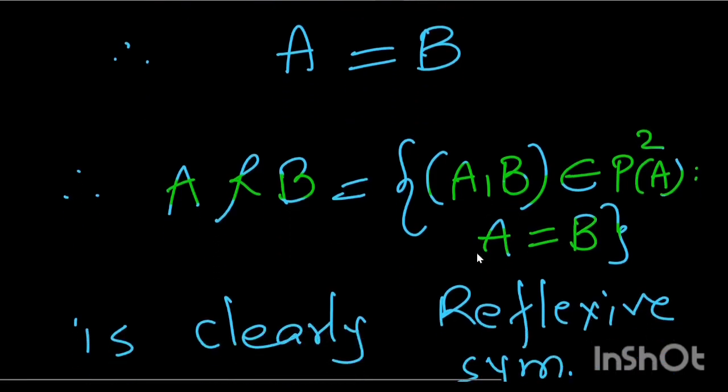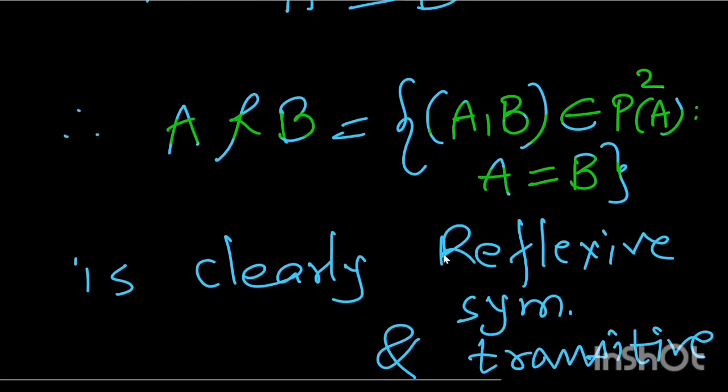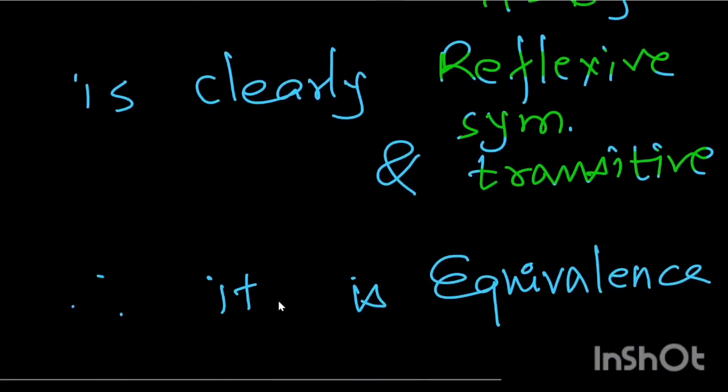So clearly if A and B are equal, it is reflexive directly; if we interchange them, it is symmetric; and if A equals B and B equals C, then A equals C, so it will be transitive also. So we can directly say that it is what, guys? It's an equivalence relation.